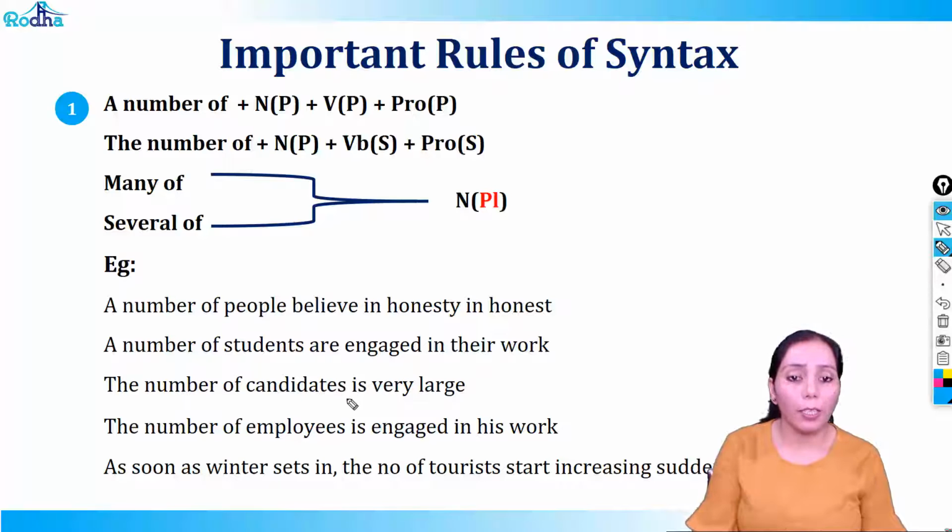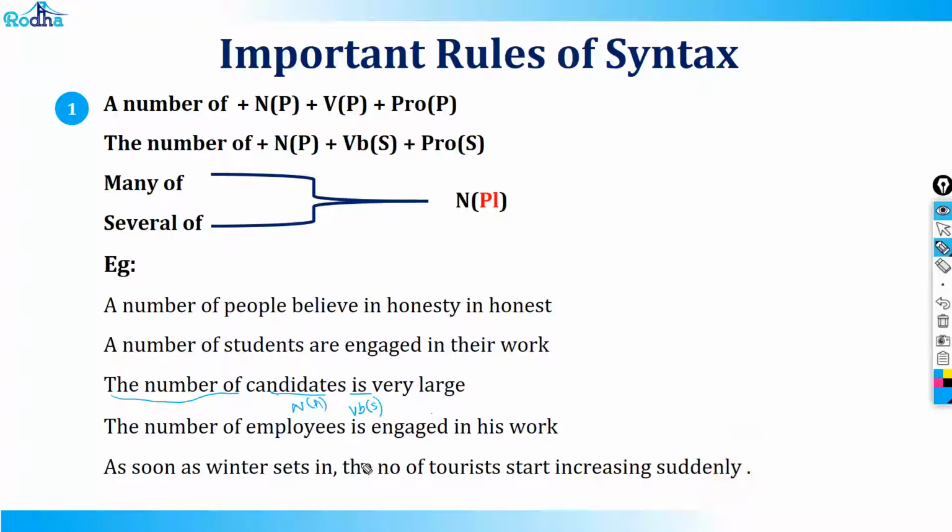So now let's see the number of. The number of candidates is very large. In this statement, the number of is coming. After the number of candidates, the noun is plural. And now we are definite about how many candidates there are. When I am definite, in that case the verb should be singular. That is why it is singular.